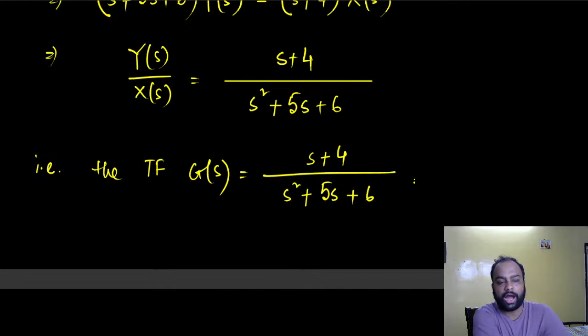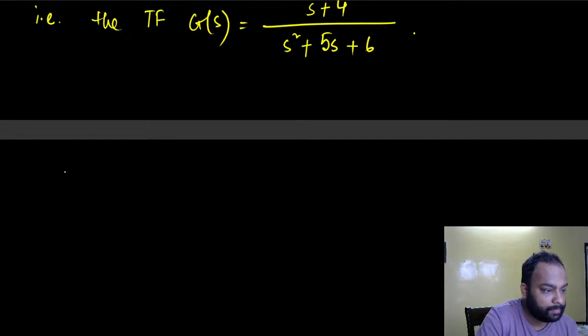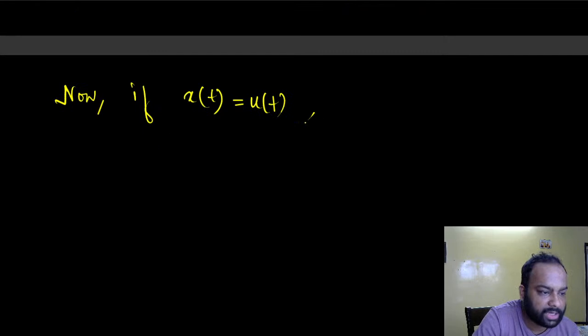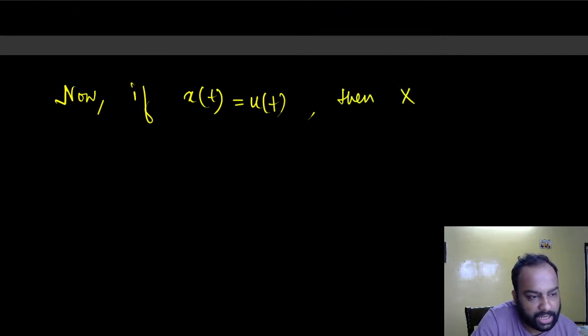Now we are trying to find out the output of the system when the input is a unit step. Let's try doing that. Now, if the input is a unit step, we are trying to find out the output essentially. So let's take a Laplace transform. So the Laplace transform of the input is then 1 by s.